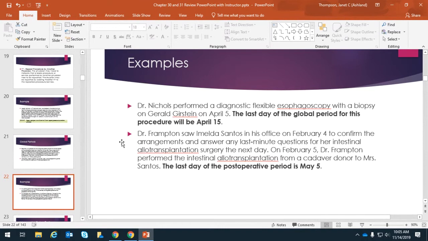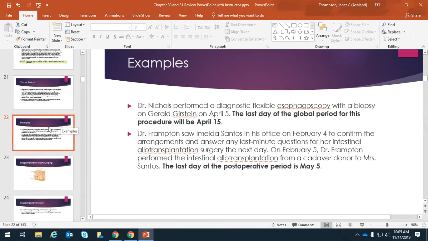The other example, Dr. Frampton had a patient to confirm arrangements and answer any last-minute questions of her intestinal transplant surgery. On February 5th, Dr. Frampton performed the surgery. The last day of the postoperative period is May 5th, so this is a more extensive procedure. It's getting a 90-day global window. So after May 5th, anything related to that procedure, should it happen to come up, can be billed.